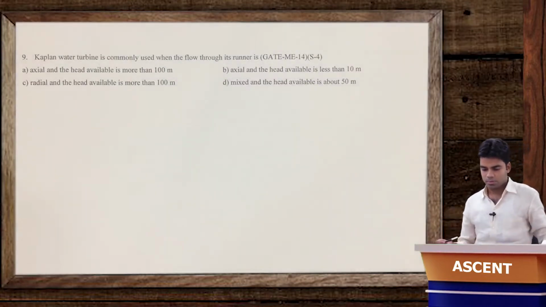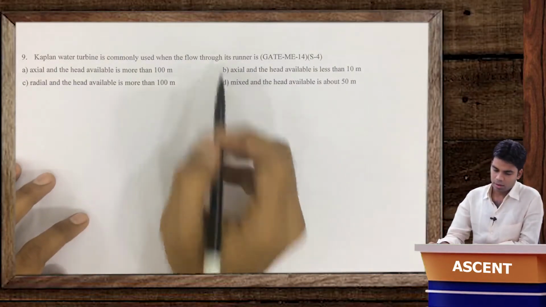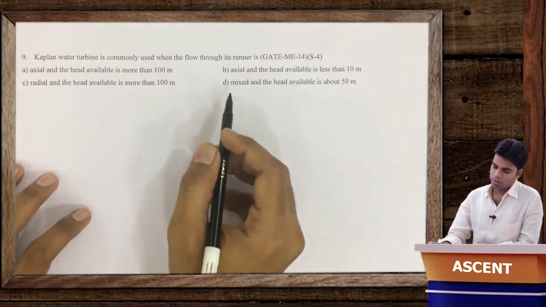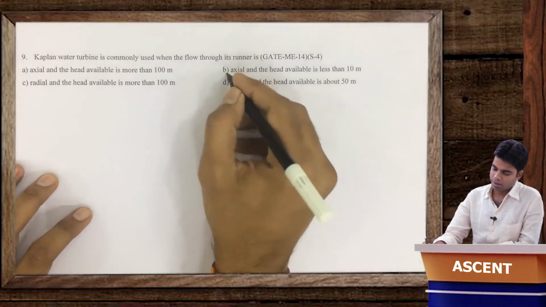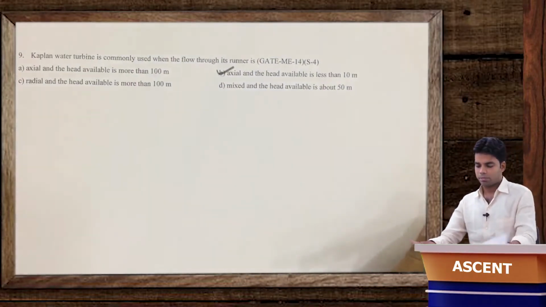Next question. Kaplan water turbine is commonly used when the flow through the runner is. Okay. So Kaplan turbine, as I have told you, is used when the available head is less than 10 meter. Getting this? Low head turbine.